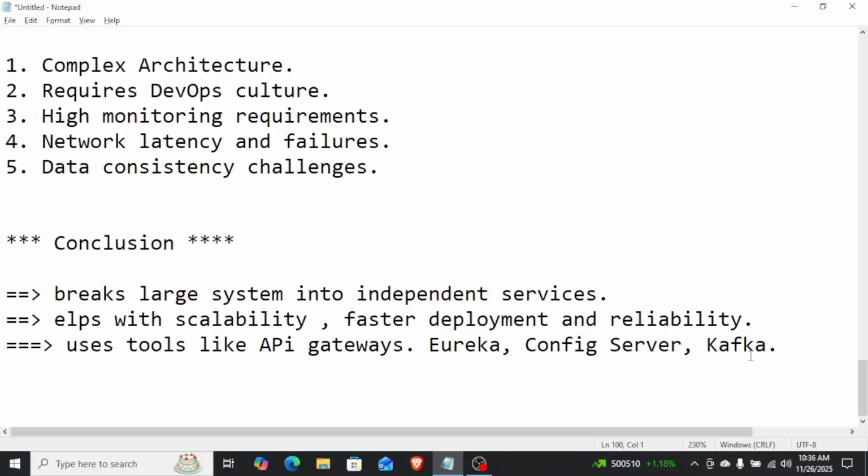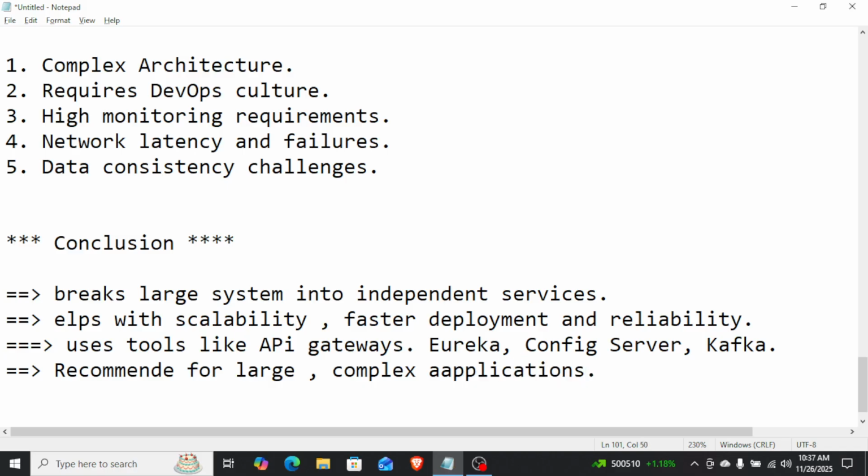And there are two other things also. They are recommended for large, complex applications. And our last conclusion is that it requires strong DevOps practices.